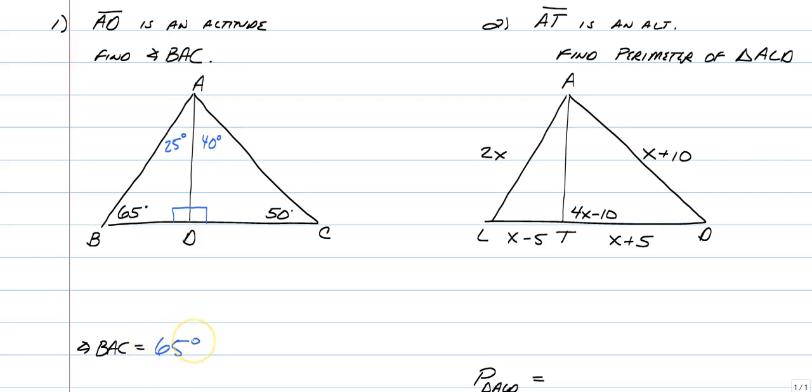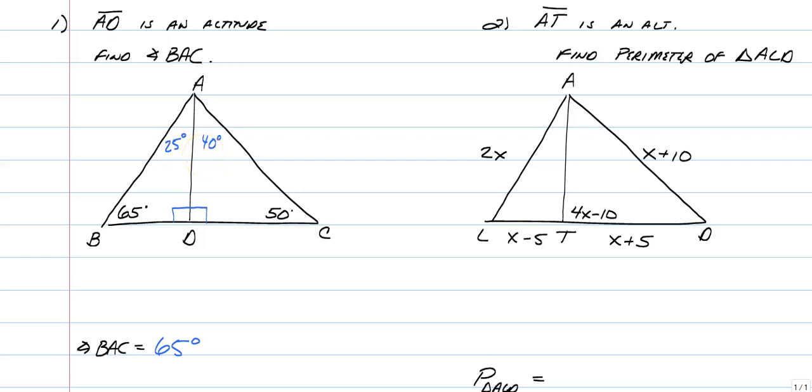Now I understand you could have just said BAC is 65 degrees because you have 65 and 50, which means those two are going to add up. Subtract those from 180 degrees and you'll still get 65. But the fact that there was an altitude there also means you can find out what each individual piece is.